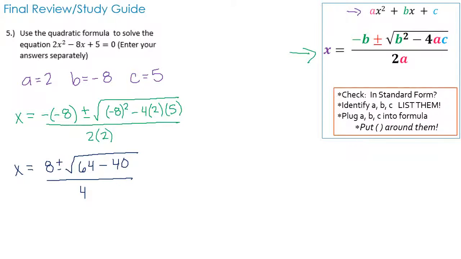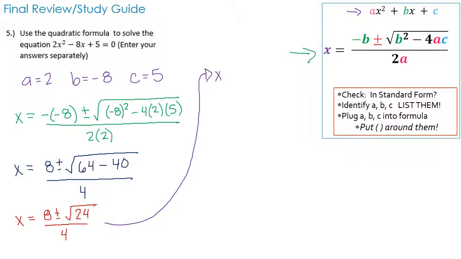Still simplifying what's underneath that radical, we'll have 8 plus or minus the square root of 64 minus 40 gives us 24, all over 4. Now from here, we need to see if we can simplify under that radical even further. So we can't take the square root of it nicely, but what we can do is break it up into two factors where we can take one of them nicely.